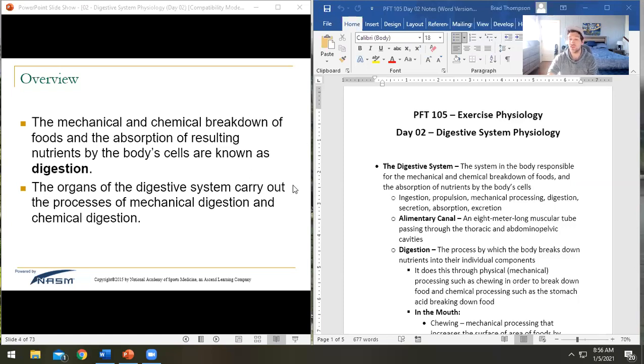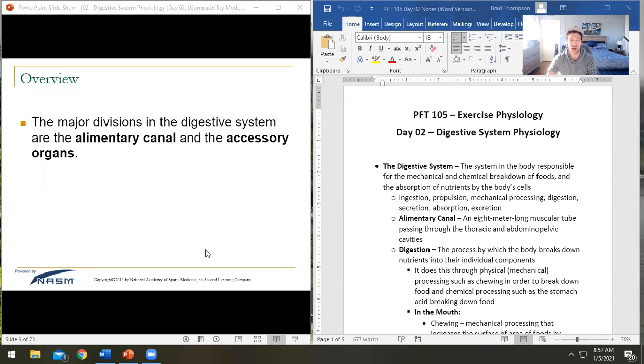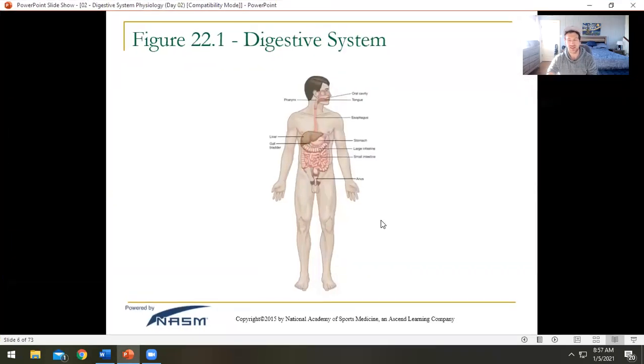So the organs of your digestive system, their job is to carry out either mechanical digestion or chemical digestion. That's their main job. So we're going to divide your digestive system into a couple of different divisions. There's what is called the alimentary canal, and that is this little tube right here. This is your alimentary canal.